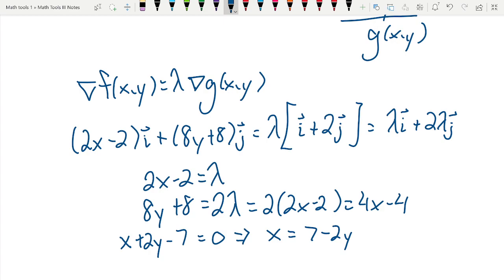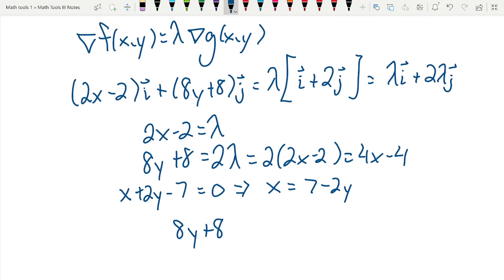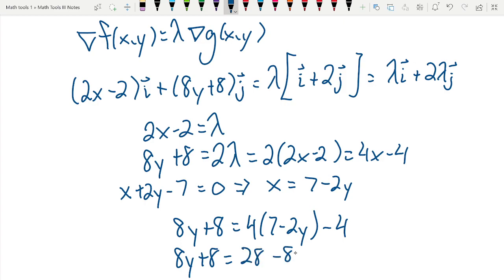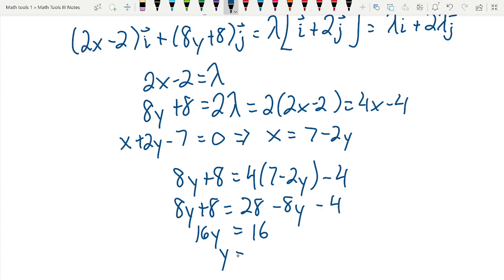There might be an easier way to do this via elimination, but this way looks set up well enough. So we have 4 times 7 minus 2y minus 4, from that second equation then. So now we can just solve for y. So we have 28 minus 8y minus 4. So that's 24 on this side, minus 8 is 16 on this side, 16y on this side. And this makes y equals 1.